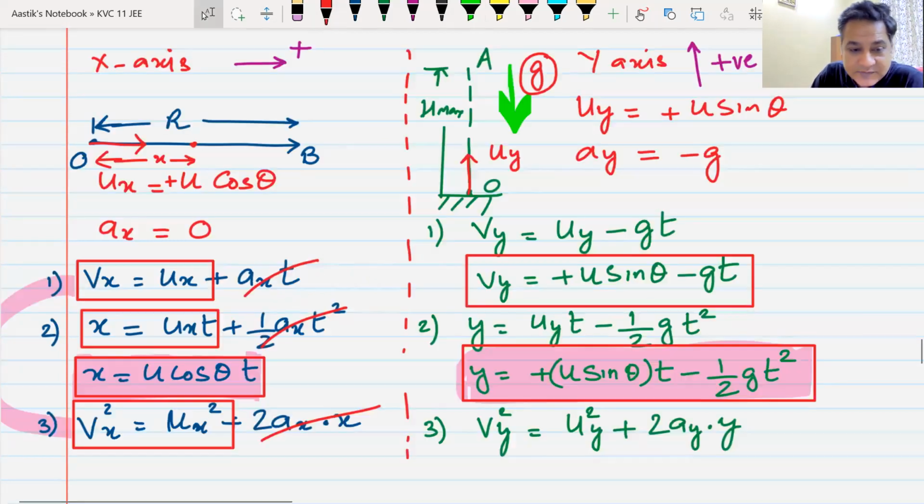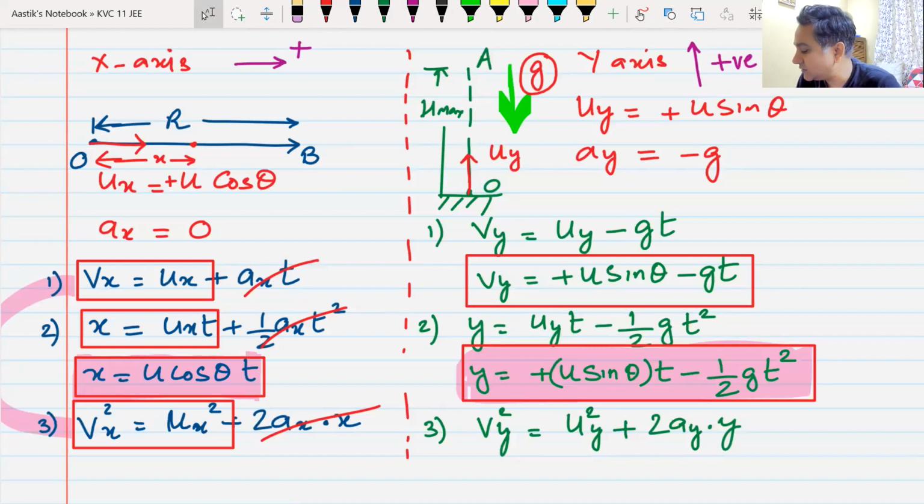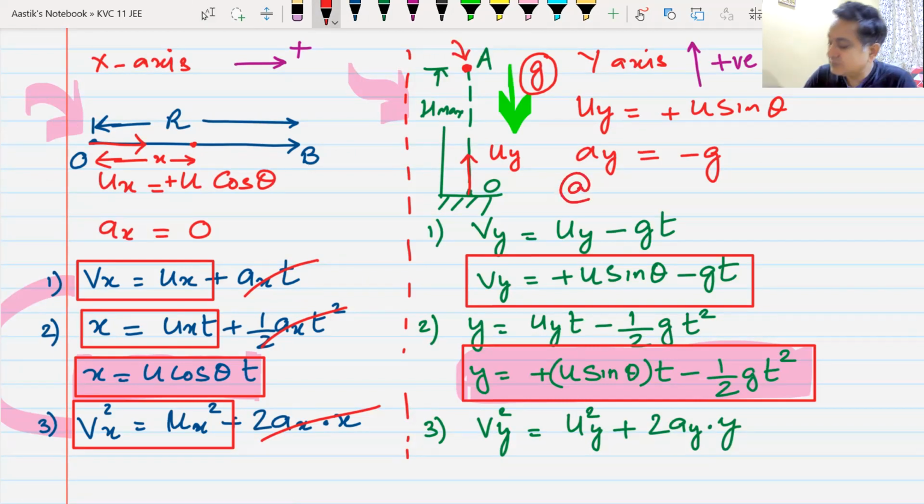Look at this diagram, gentlemen and girls and ladies. This one was the horizontal motion. No, no, no. This one was the vertical motion. No, no, no. What happens at the highest point, my dear friend? We have discussed this at least 1500 times. At the highest point, what will happen? I did not write it knowingly. At point A, what will happen? Velocity will be 0.